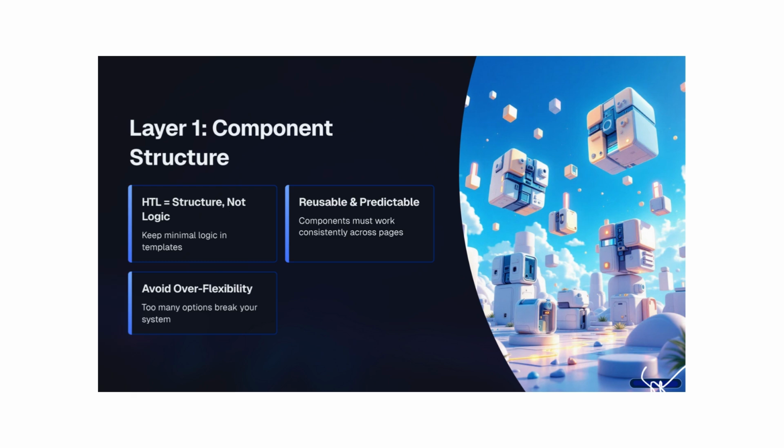Layer 1. Component structure. HTML. HTML is structure, not logic. Keep it clean, minimal, and reusable. If your HTML has complex logic, congratulations, you're now a code contortionist. Reuse is king. A header component should be like a Lego block, not a squishy stress ball.